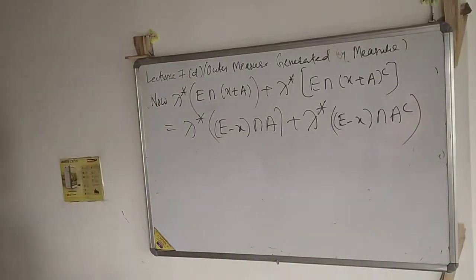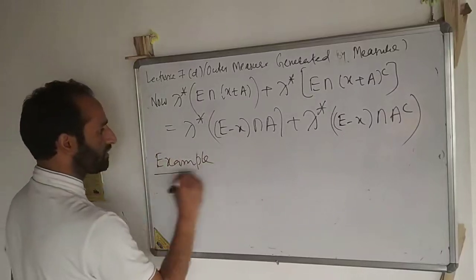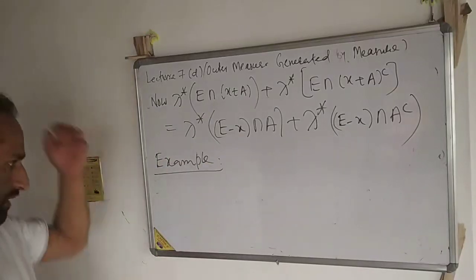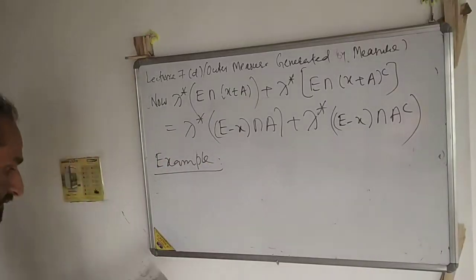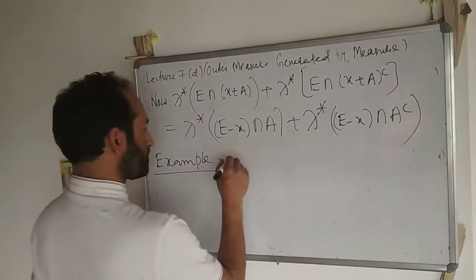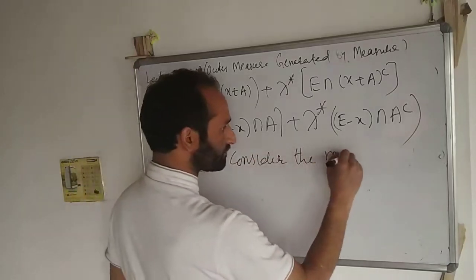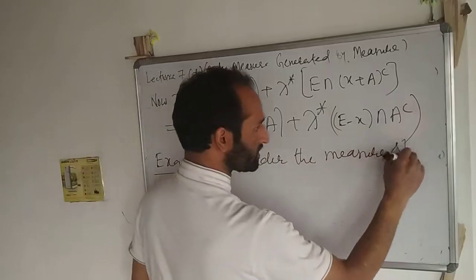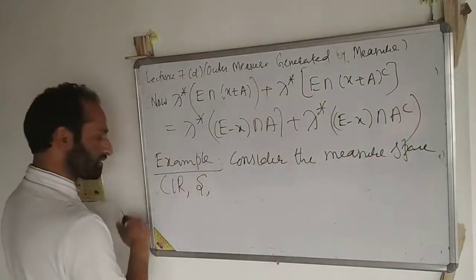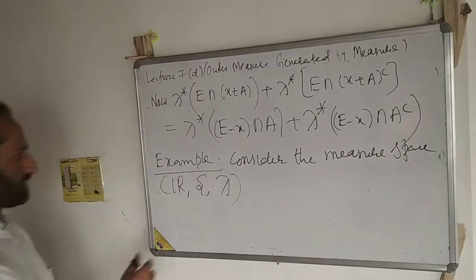So now we have an example. In this example, we will show that there exists a non-Lebesgue measurable subset of R. Consider the measure space R with the class of semi-closed intervals and Lebesgue measure, where S is a class of semi-closed intervals.